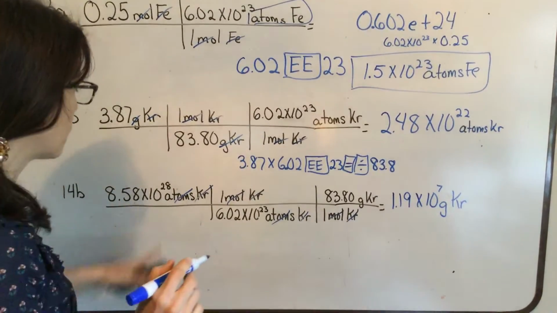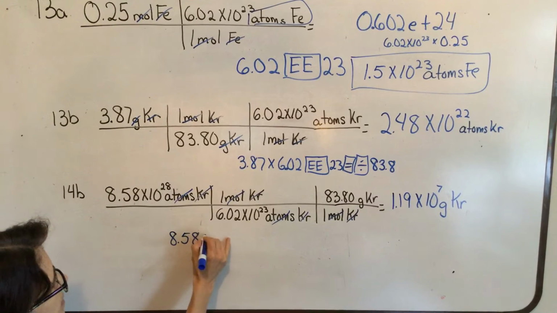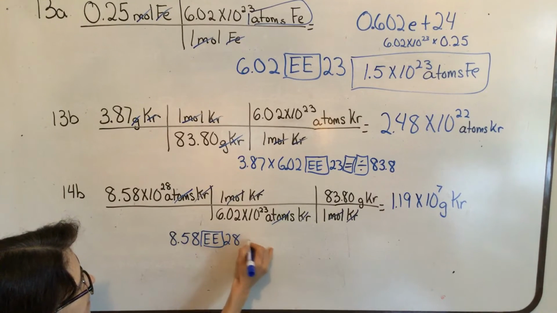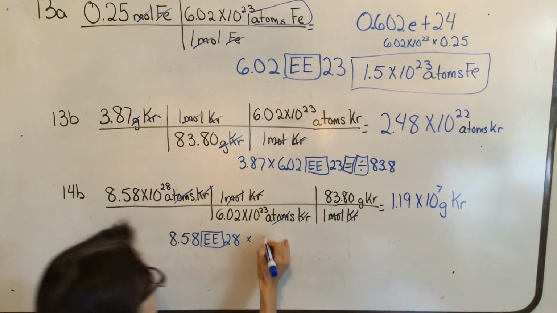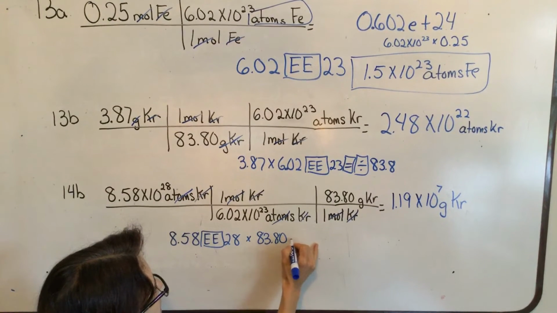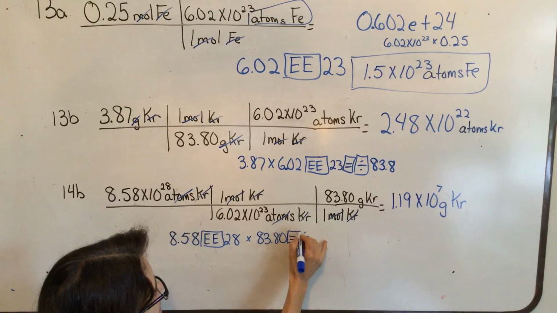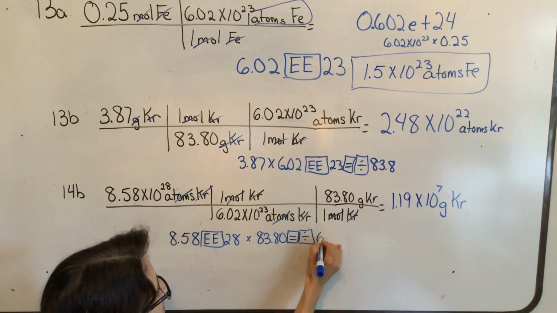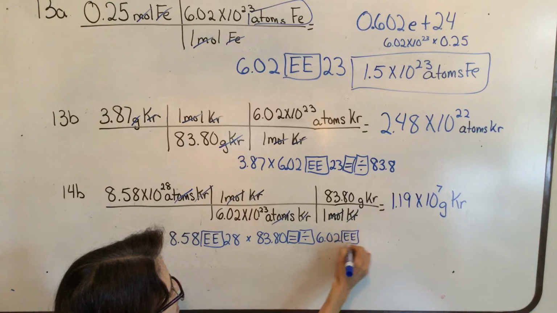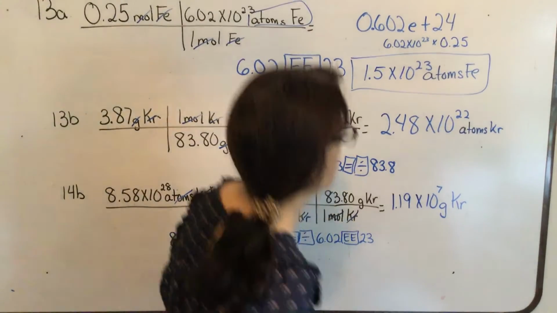All right, so let's review what we pushed. We pushed 8.58, the double E expression, 28. Then we multiply the other number on the top, 83.80. Then we hit equals before we divide. Then we hit divide. Then we type in this number, 6.02 double E 23. All right, and then we get this expression here.